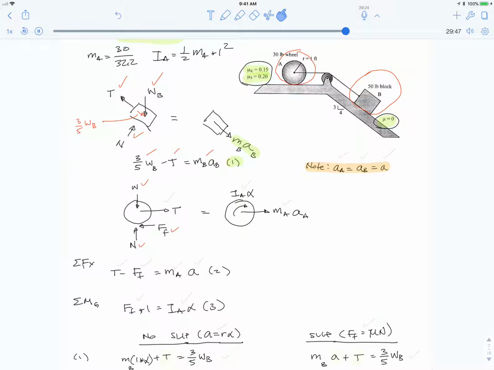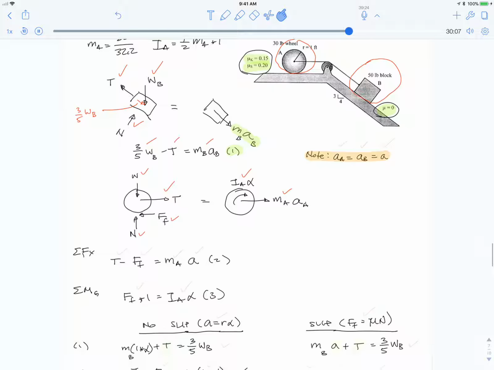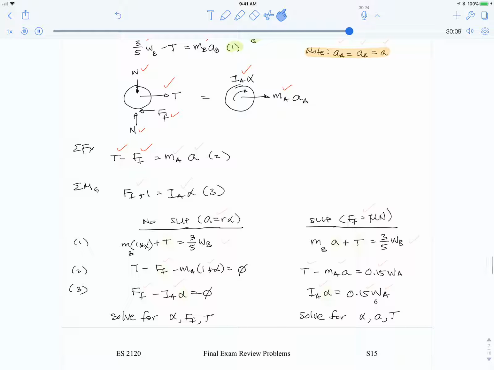We've gone through this several times. And there's that same tension in the cable now pulling on the center of this disc. It looks shaded to look like a sphere, but it's a thin disc like a button. Okay, and it's MA moving and I alpha. So you take the x components, right positive: T minus the friction force equals, on the right hand picture, MA times the acceleration of A.